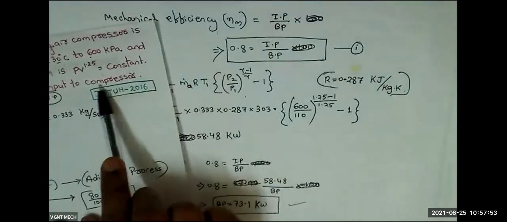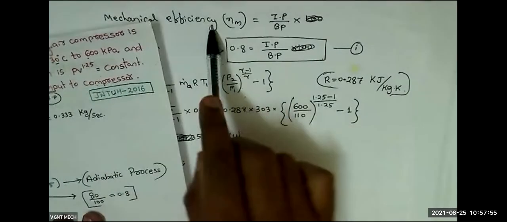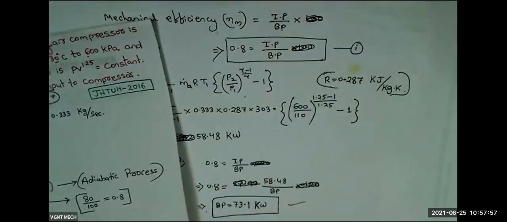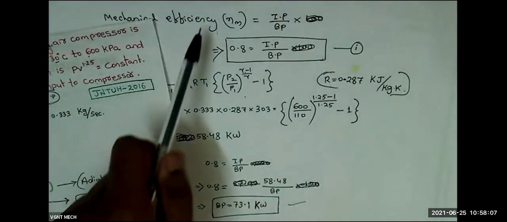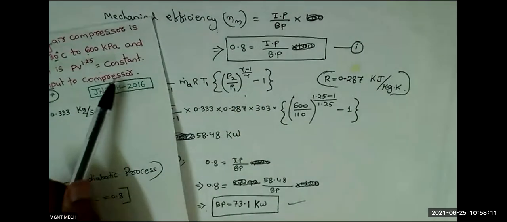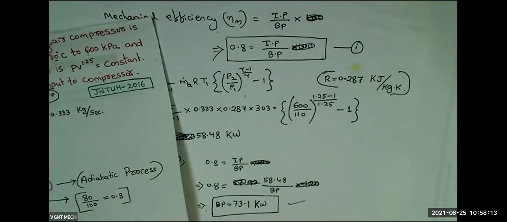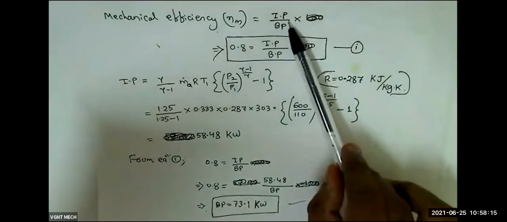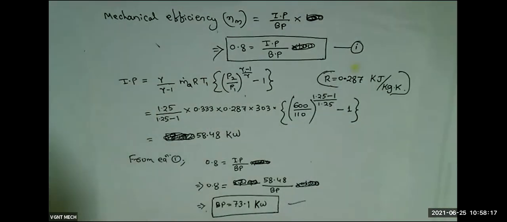If you are solving a problem of a compressor, then the mechanical efficiency formula will be the reverse of the IC engine. In an IC engine, mechanical efficiency is brake power by indicated power. But in a compressor, the formula will reverse. It will become indicated power by brake power. So try to keep this in your mind.